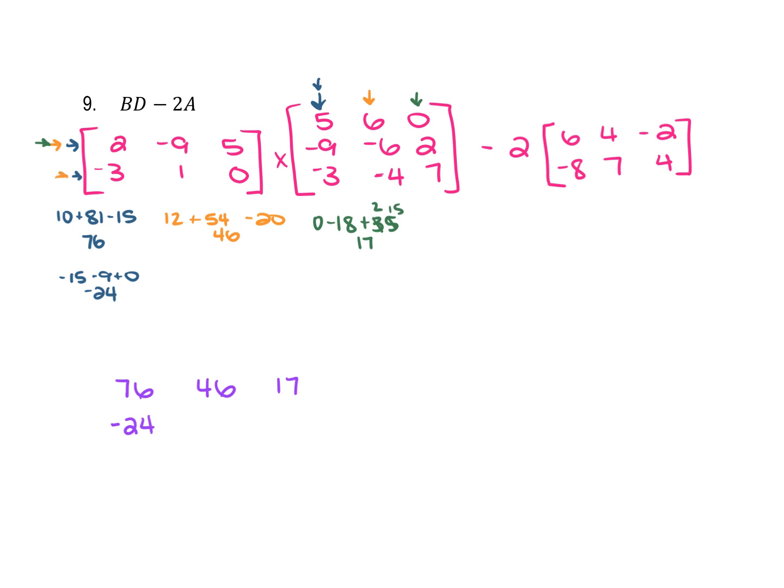Next, bottom row, middle column. Negative 3 times 6 is negative 18. 1 times negative 6 is negative 6. 0 times negative 4 is 0. So you have negative 18 minus 6, which is negative 24.